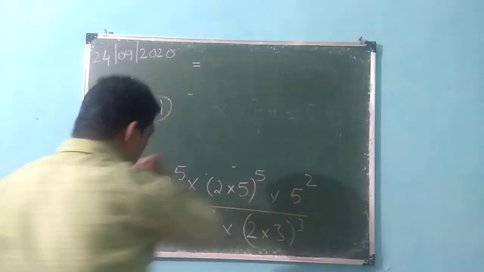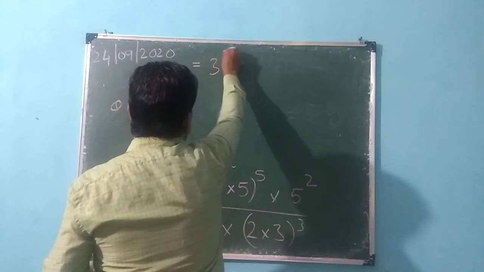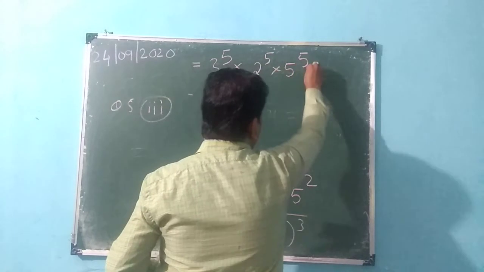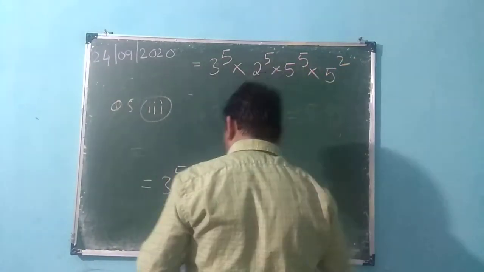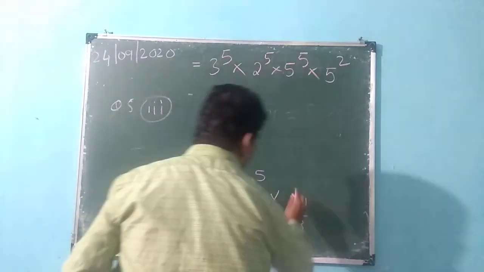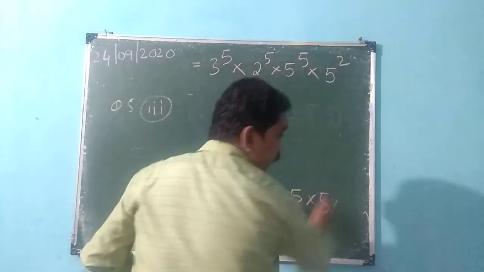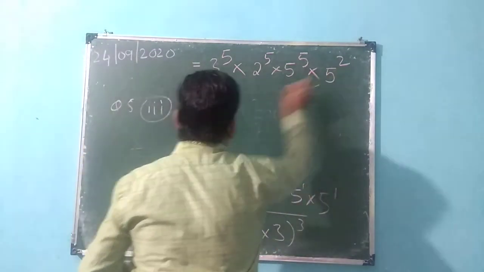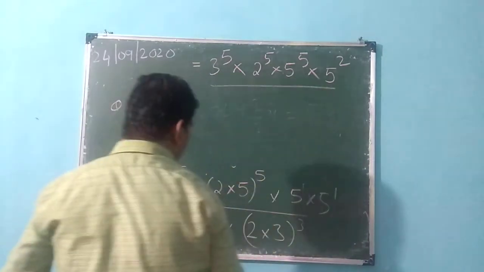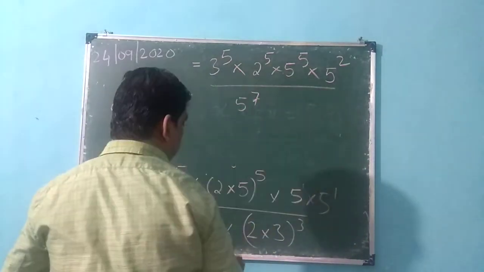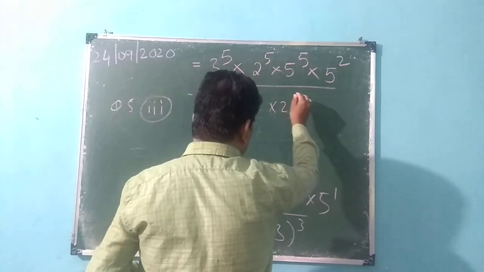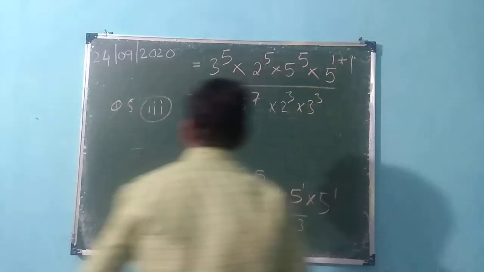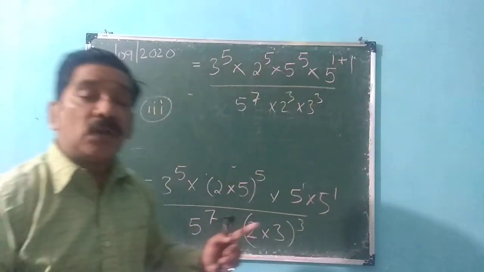So this is equal to 3 raised to 5 into 2 raised to 5 into 5 raised to 5 into 5 raised to 2. Instead of writing this way, let me write 5 into 5 here, so that you should not be confused. So 5, here 1, here 1. 1 plus 1 is 2, so therefore 5 square is here. And then we have 5 raised to 7. Then we have 2 raised to 3 into 3 raised to 3. Now we have converted all the bases.